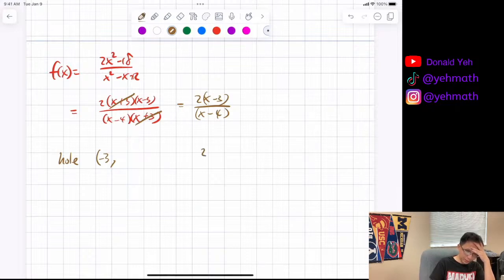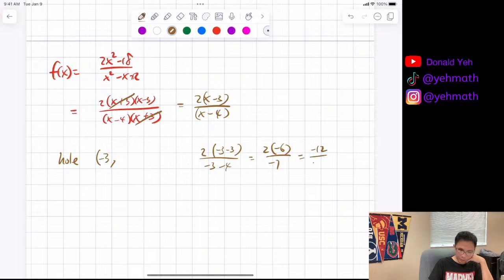So it's 2 times negative 3 minus 3 over negative 3 minus 4. That's going to be 2 times negative 6 over negative 7, which is negative 12 over negative 7. So it's 12 over 7. Do I need to care about where it's at? No, you just estimate it's roughly a little bit bigger than 1, less than 2.